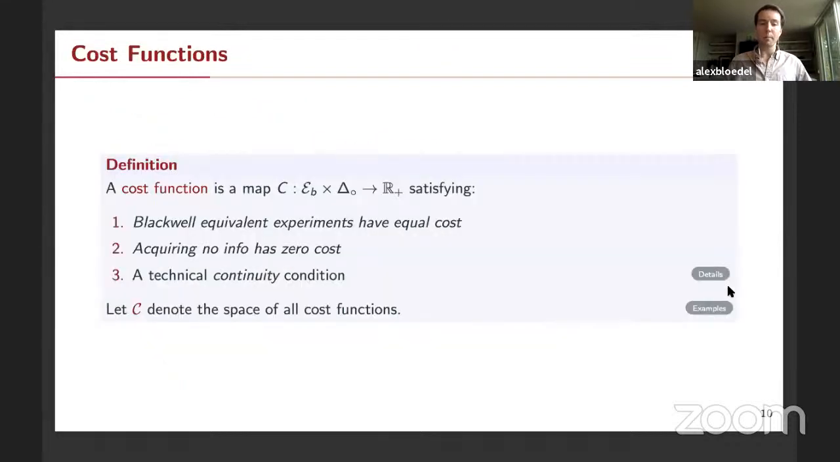A cost function is then a map C that assigns non-negative real numbers to pairs of bounded experiments and full support priors. And we require that a cost function satisfies just 3 conditions. First, Blackwell equivalent experiments should have equal cost. This just means that the cost of an experiment depends only on its information content. Second, a completely uninformative experiment has 0 cost. And third, these cost functions satisfy a technical continuity condition that, again, I'll gloss over unless there are questions. And the space of all cost functions is denoted by this script C.